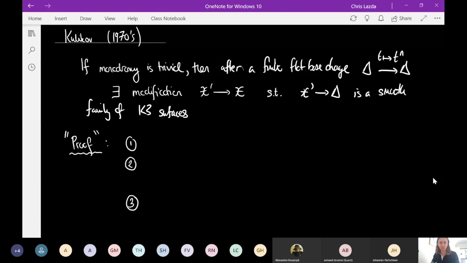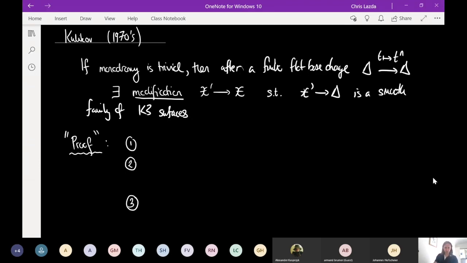So modification here means a proper birational map, which is an isomorphism away from the central fiber. Okay, so somehow in more arithmetic language, this is saying that if the monodromy action is trivial, then my family has potential good reduction. So it has good reduction after some finite base change.